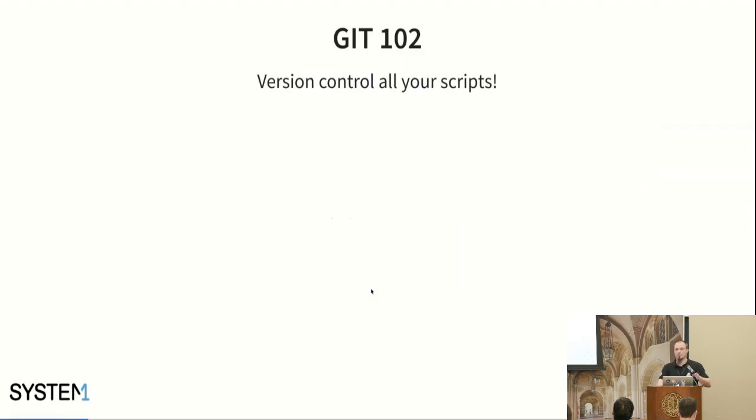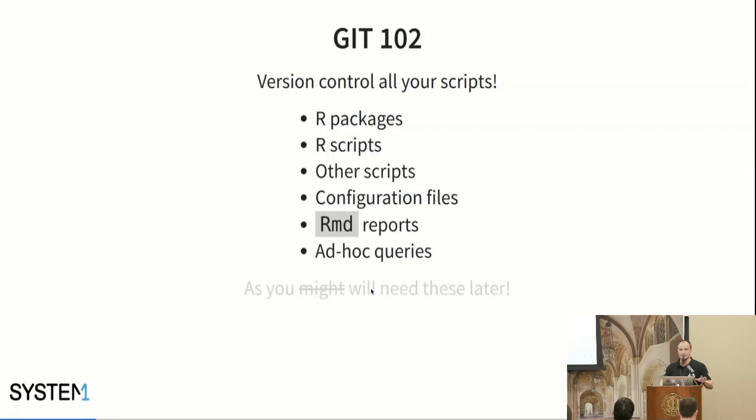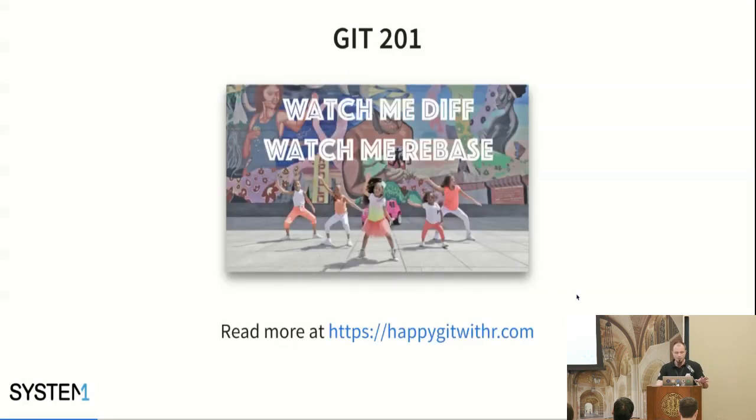Second lesson about version control: always use it. It doesn't really matter which one, and it doesn't matter if it's an R package, an R script, any other script, configuration files for your production system, or just a report, or ad hoc queries like SQL. I think you should always put it in some kind of version control, because you will need that later for sure. For more details, Jenny Bryan's Happy Git with R homepage is fantastic. Make sure to check that if you are not very familiar with Git.